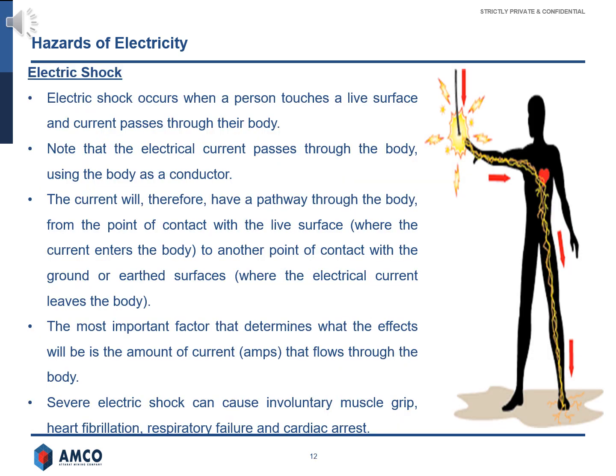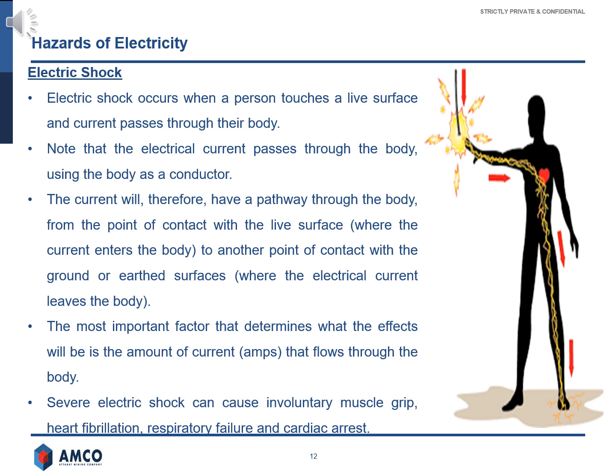Electric shock. Electric shock occurs when a person touches a live surface and current passes through their body. Note that the electrical current passes through the body, using the body as a conductor. The current will, therefore, have a pathway through the body, from the point of contact with the live surface, where the current enters the body, to another point of contact with the ground or earthed surfaces, where the electrical current leaves the body. The most important factor that determines what the effects will be is the amount of current, amps, that flows through the body.